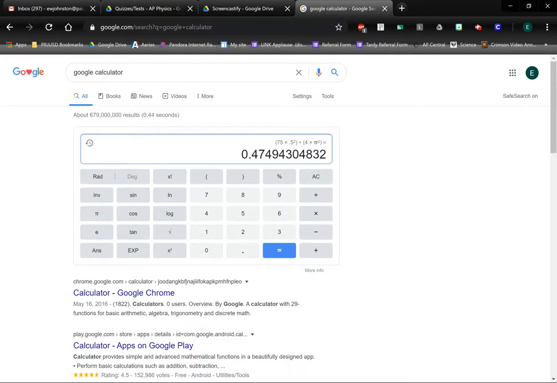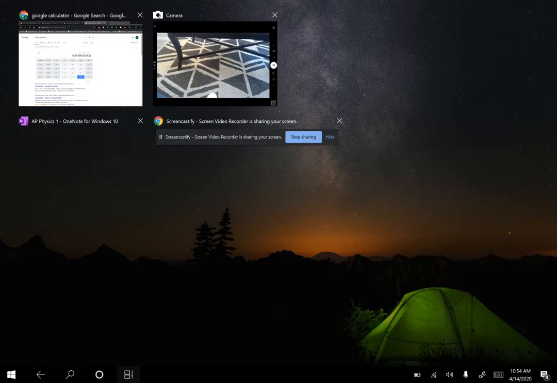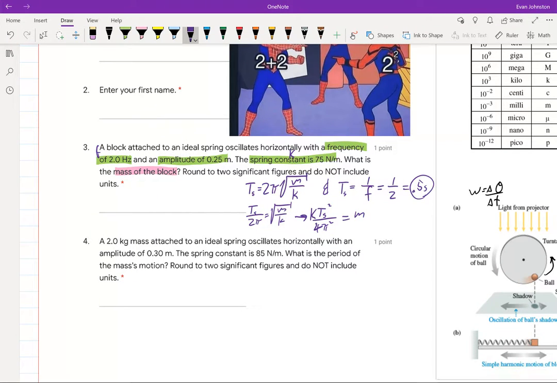Perfect. So when it comes down to it, the answer I have to put down is 0.47. Now it says no units, so forget units. The mass would be in kilograms, but again, we're not putting units. You also could have written this as .47, because the 0 before the decimal doesn't count. So these both have two significant figures.